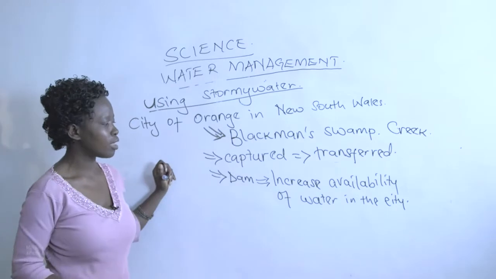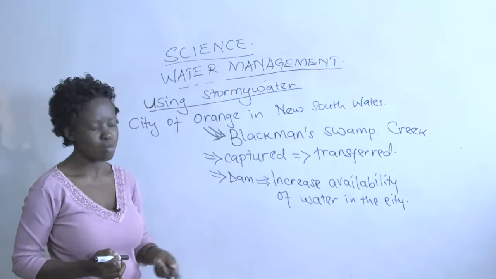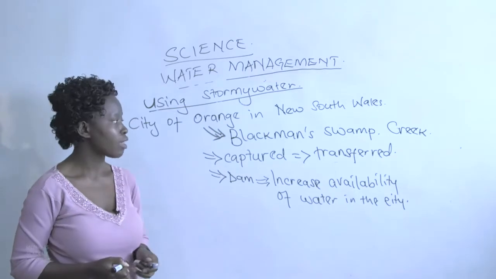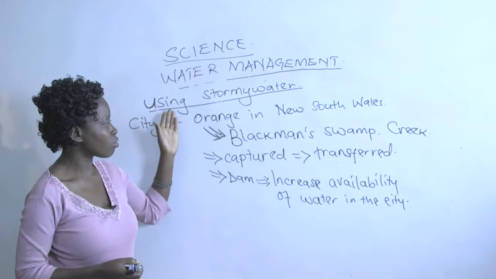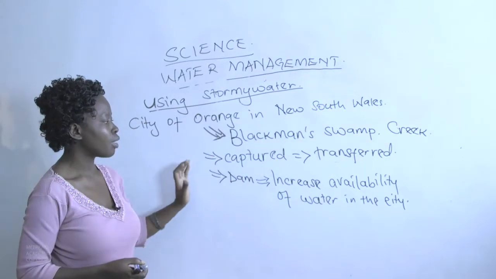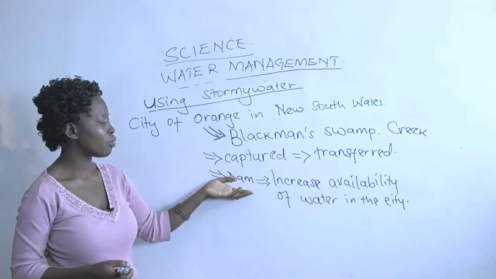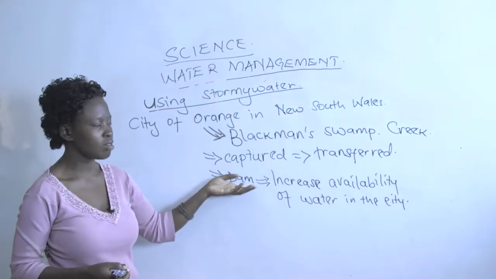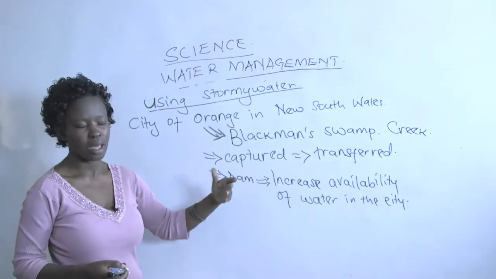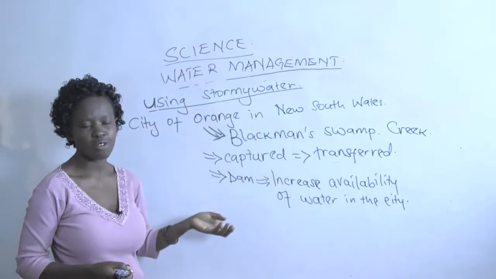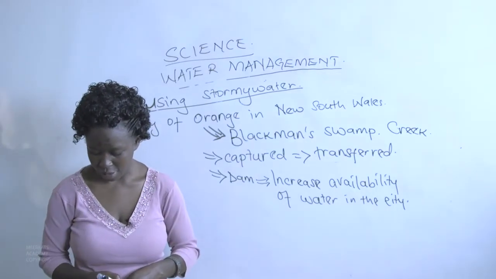So once the water is available in the given city, it means it can be used for various activities. So we have stormy water that is captured and transferred into a dam. And once it has been transferred into this dam, the water is made available and sufficient enough for the city to use for the various activities.